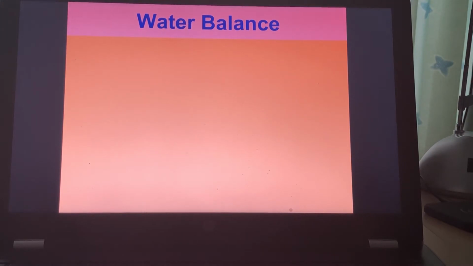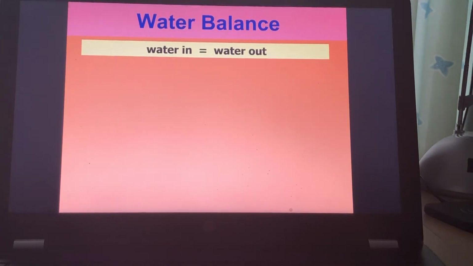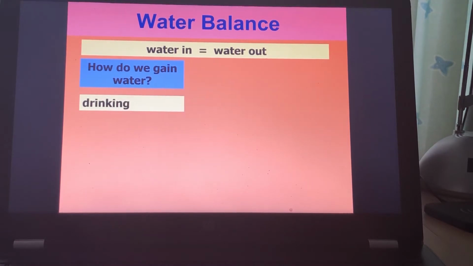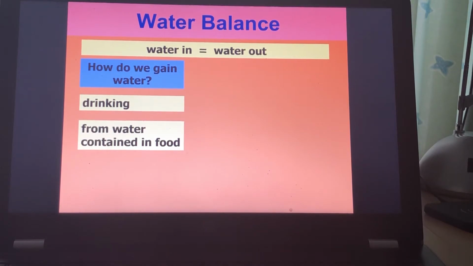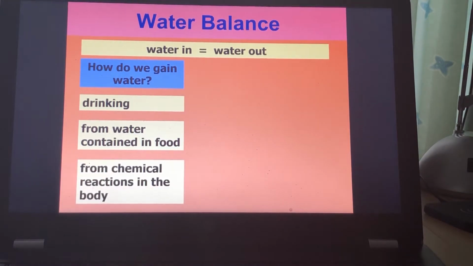So what about water balance? Well, the volume of water you take in and the volume of water that you give out every day should be equal if it's going to be in balance. So how do we get water into our bodies? Well, obviously we mentioned drinking there. So whenever we drink fluids, we're taking water in. There's also water in a lot of the food that we eat. If you think of a lettuce or a lollipop or lots of fruit, there's water in all of those foods. Another way we get water is from the chemical reactions that we mentioned are happening inside the cells in our body all the time.